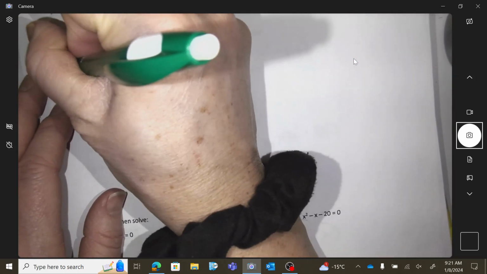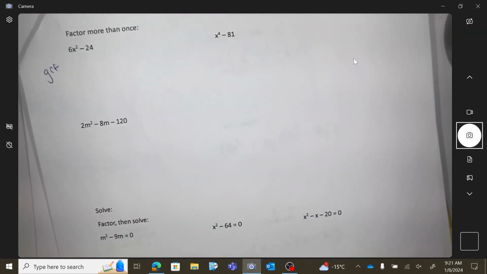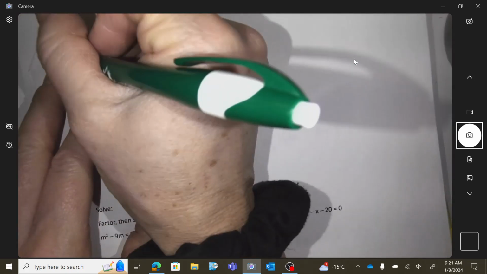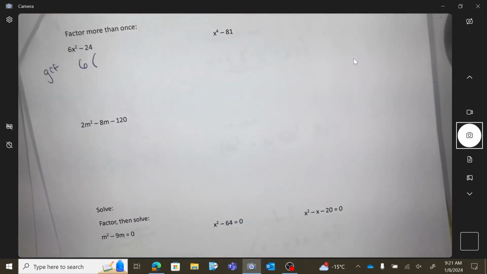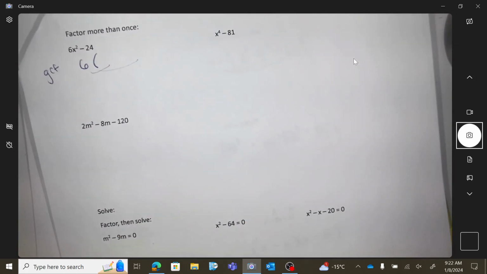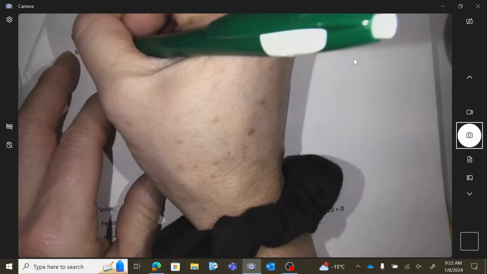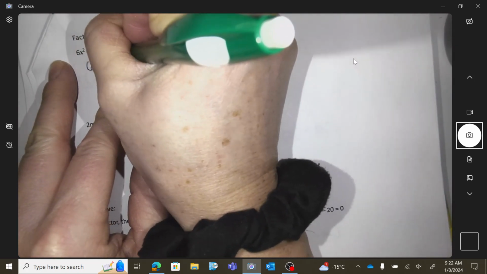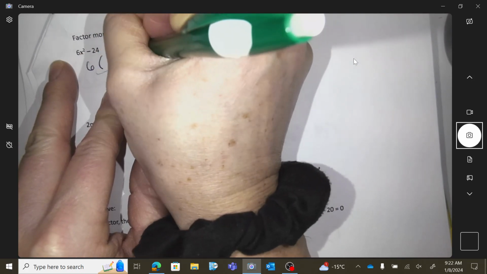GCF, yep. So what is it that you can take out of all of those terms? 6 out. There's 2 terms, so give me 2 swivels. 6 times what? 6 times what?